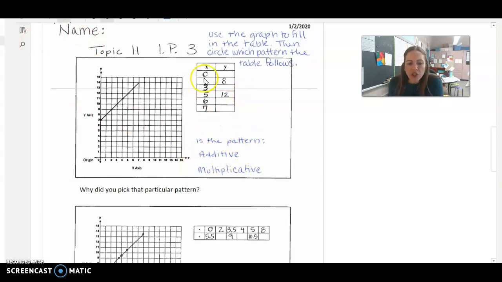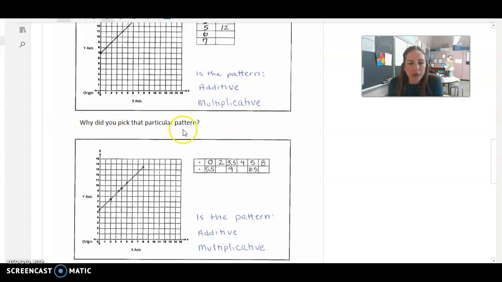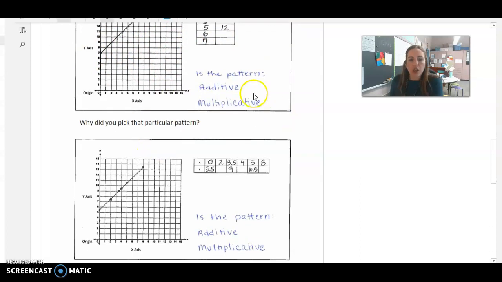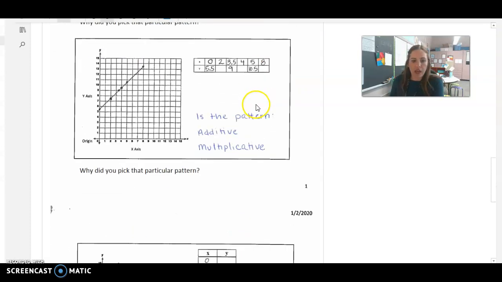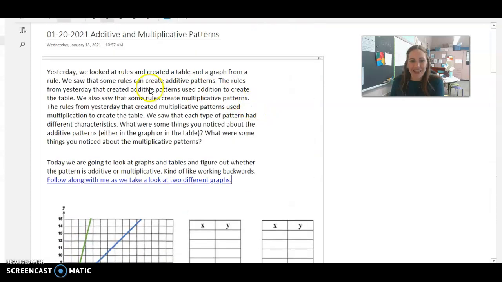And then you're going to circle. You're going to decide, is this showing an additive pattern or a multiplicative pattern? And I want you to circle which one you think it is. Then you're going to type in and tell me, why did you pick that pattern? What about the graph or what about the table shows that you think that pattern is additive or multiplicative? Okay? You have 4 problems to do, and then that is it.